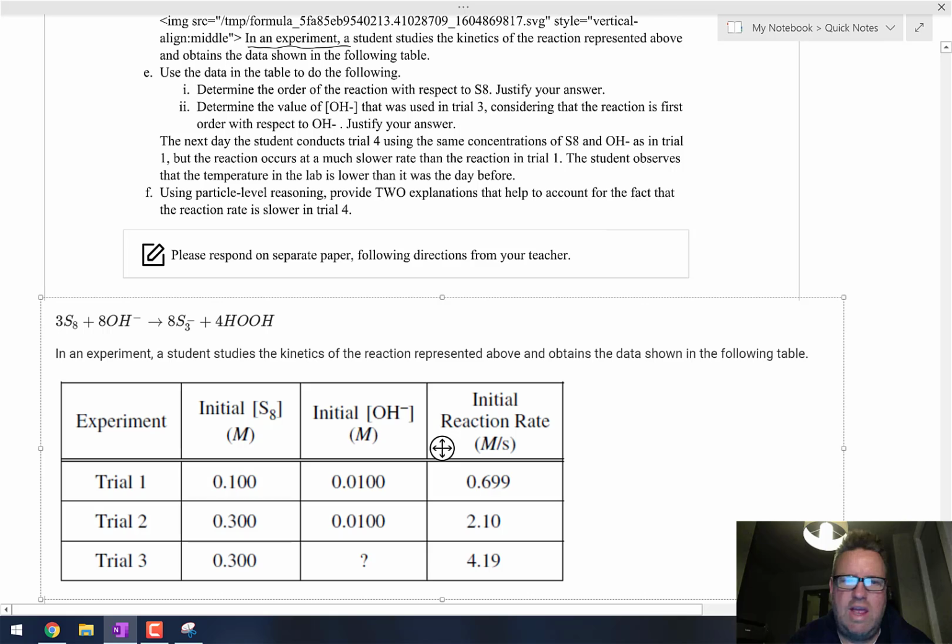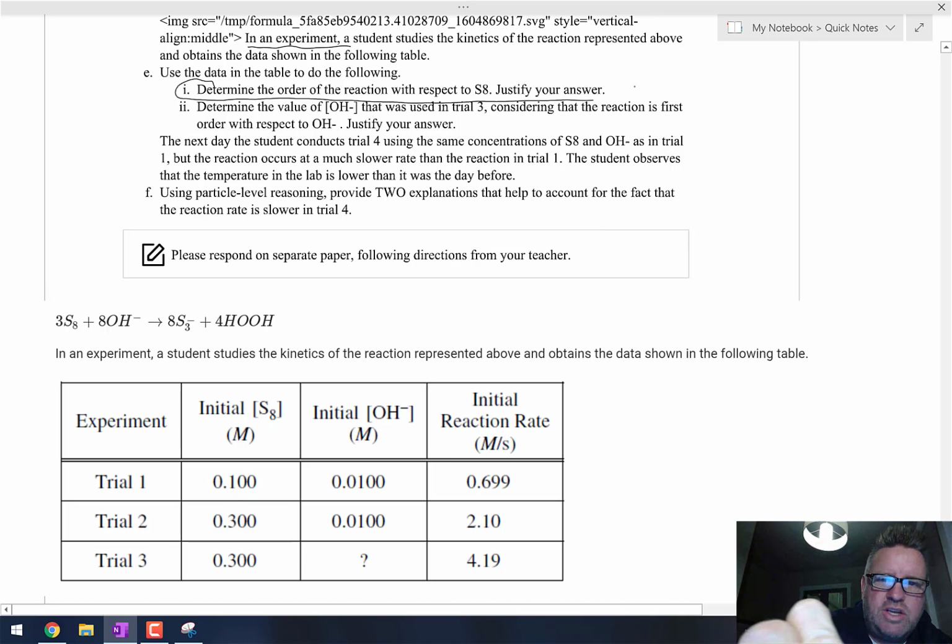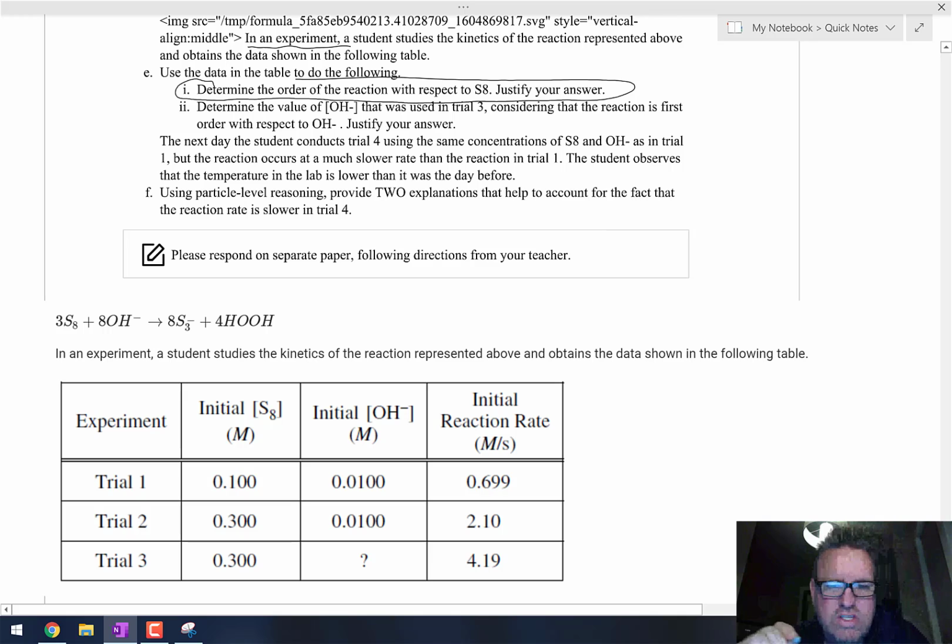So here we can see the data table is down below, actually. Use the data in the table to do the following. Part 1 says determine the order of the reaction with respect to S8, justify your answer. Now, this is one of those times when, like in real science, the numbers aren't perfect, and that's okay.